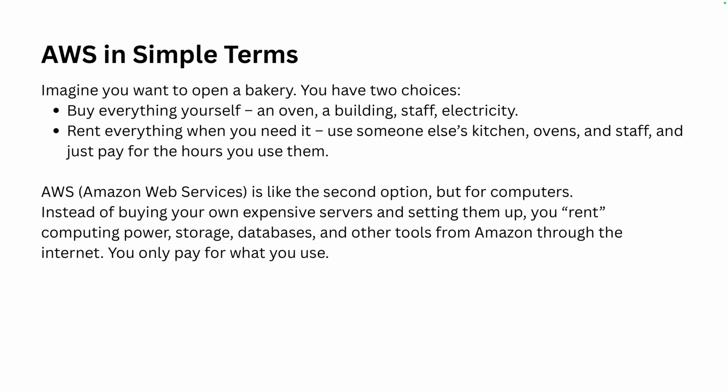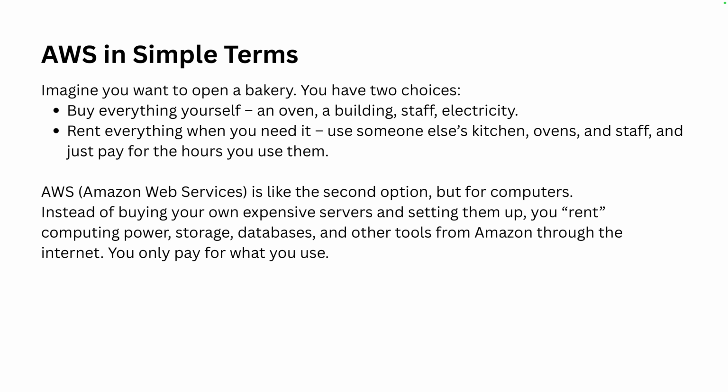I think most of us are already aware about AWS and what basically it is. But let's quickly summarize and talk in very simple terms about what AWS is and what services we are going to use in this application. So AWS, in simple terms, imagine that you want to open a bakery and you have two choices: buy everything yourself, which is an oven, a building, staff, electricity. Second option is that you rent everything when you need it. Use someone else's kitchen, ovens and stuff, and just pay for the hours you use them. So AWS is like the second option, but for computers.